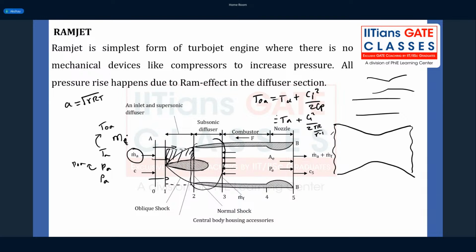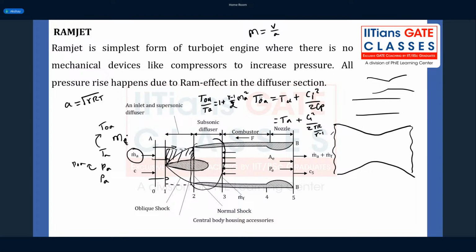So if I take Ta common, this becomes T naught A divided by Ta, which is equal to 1 plus gamma minus 1 by 2 times Ci square divided by gamma RTA. Gamma RTA is nothing but A square. We have a Mach number definition, that is nothing but velocity divided by speed of sound. So we can always write it as Ma square, right? I'm not going into the details over here. I'm just introducing the terminology, but in the actual sessions we are going to see the details.